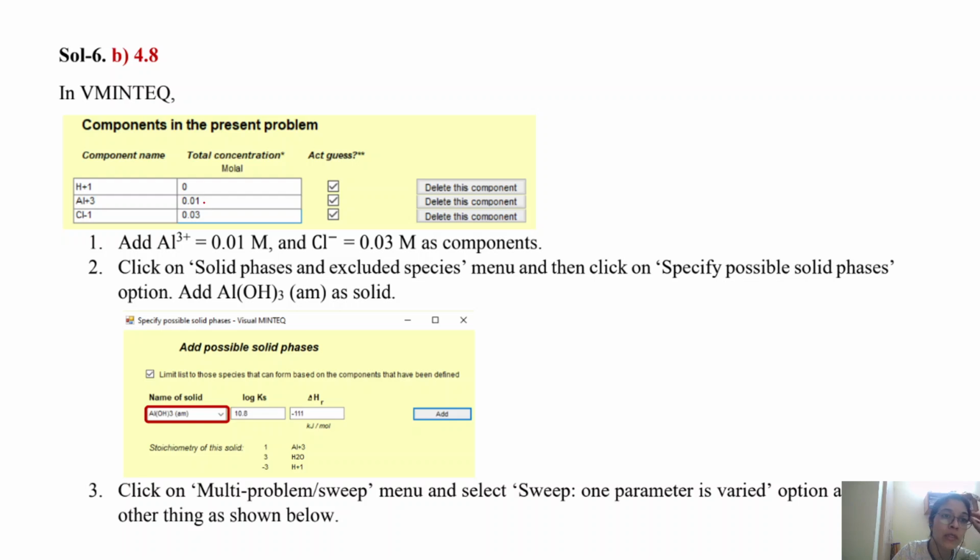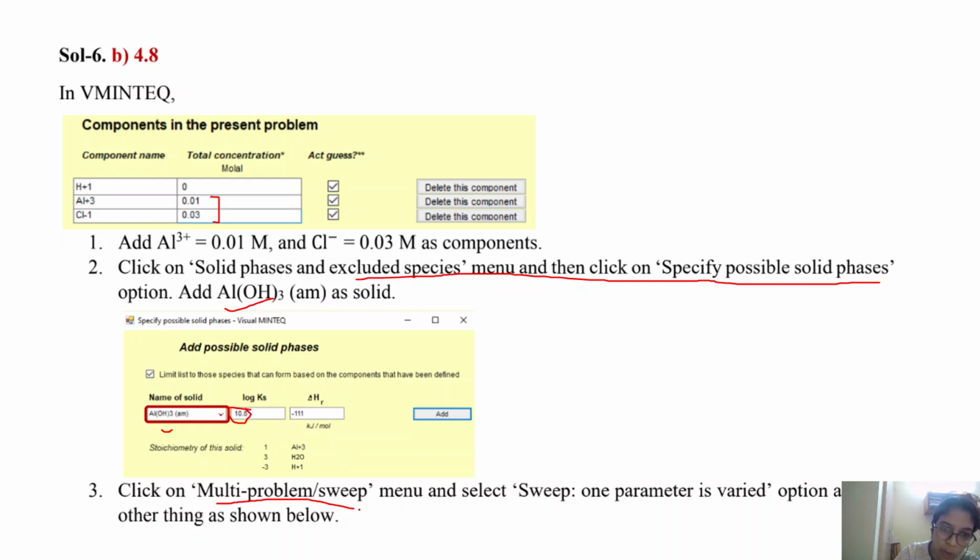So first we have to add the components. See, AlCl3. This is the component that we are adding. Click on the solid phase and excluded species menu and click specify possible solid phases. We need to specify the solid phases and we will click this as the solid phase. There will be many solid phases when we click on this menu, but we have to choose this. Okay, we can see the log K value. We need to find out where the solubility is least.